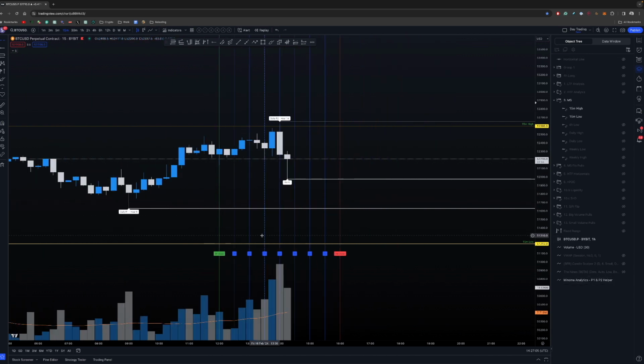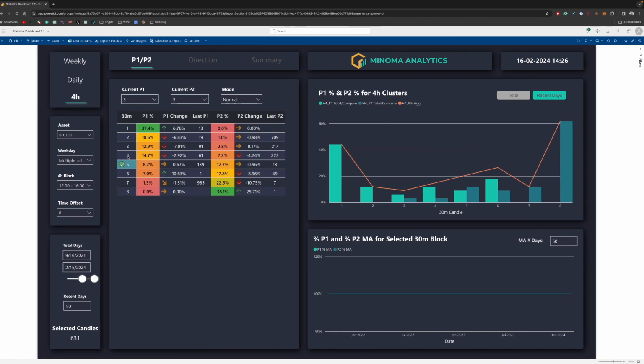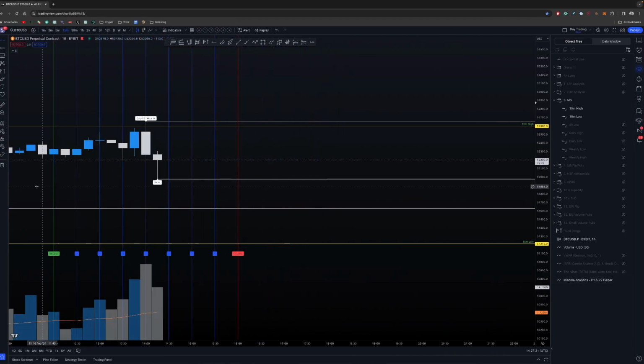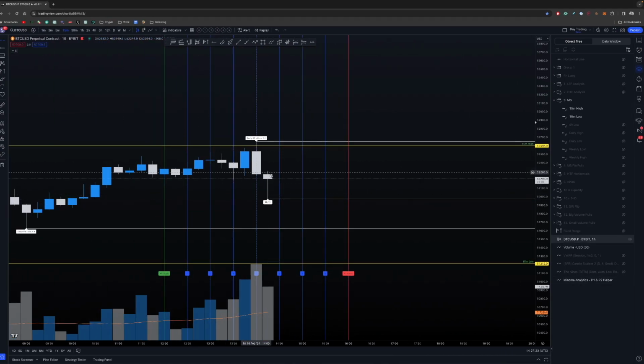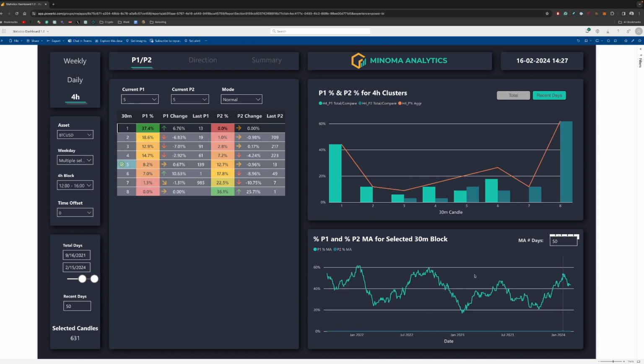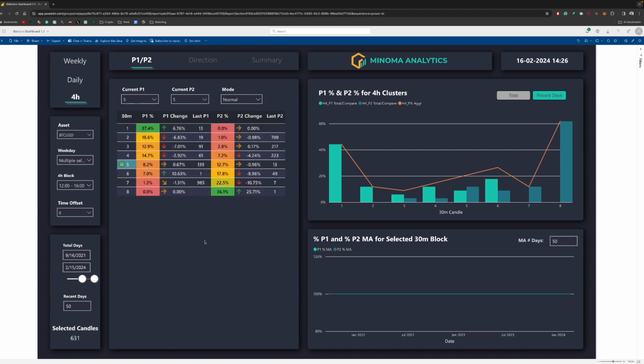Just remember that a day is divided into 4-hour blocks. And you can look within each of these 4-hour blocks. So each of these is one 4-hour block that you can analyze. And you just look at which 30-minute candle within it is printing a P1 or a P2. Other than that, everything is exactly the same. You can press them, see how everything is evolving, and there's not much else to it.